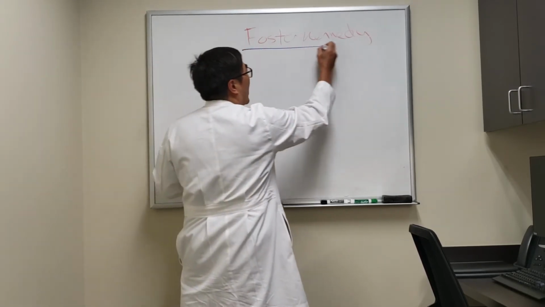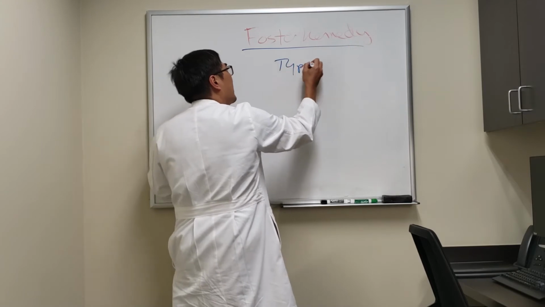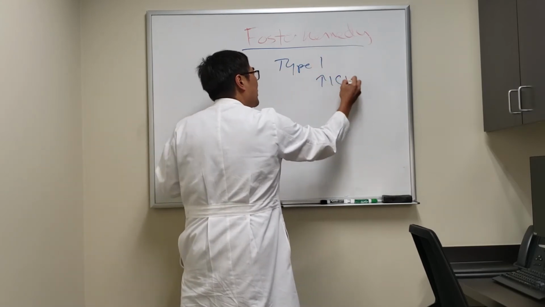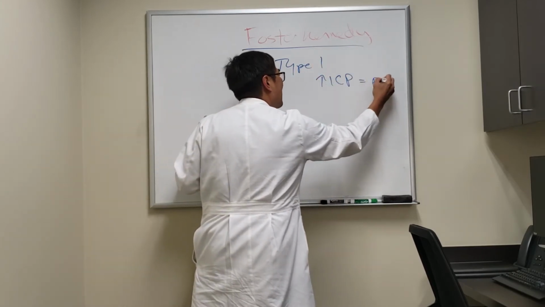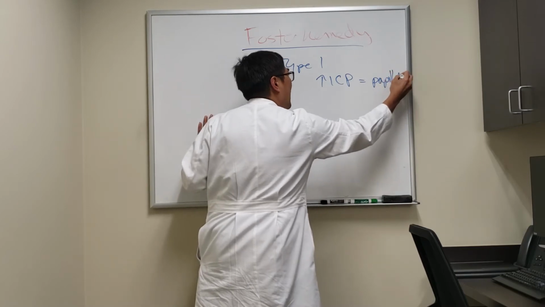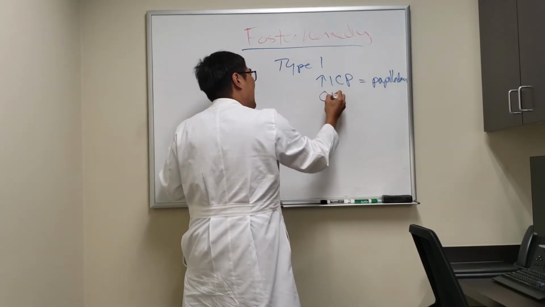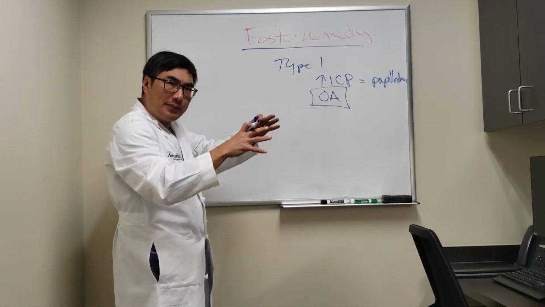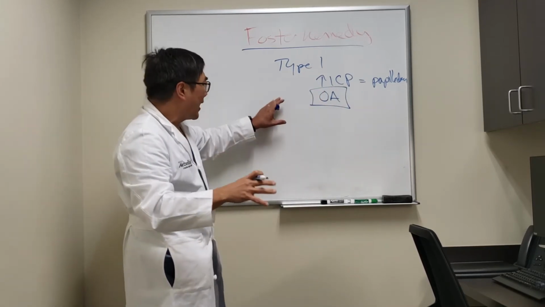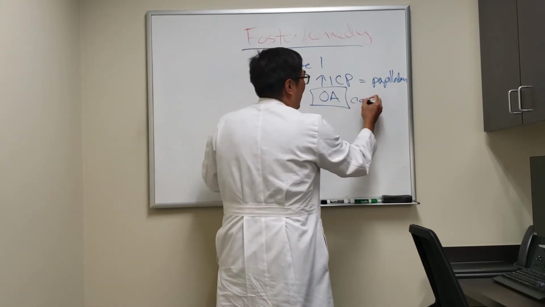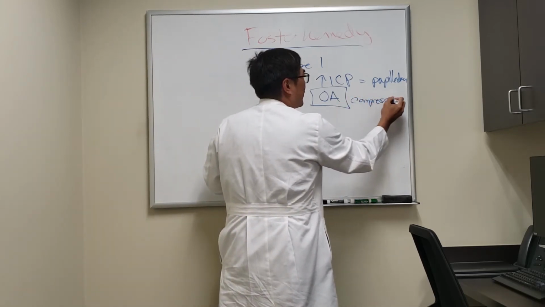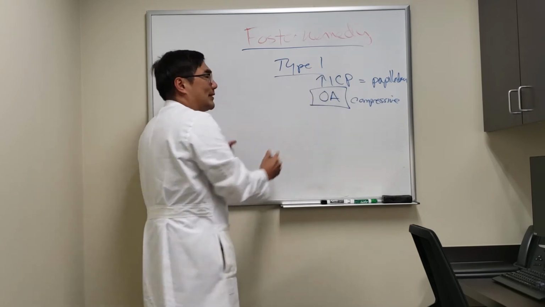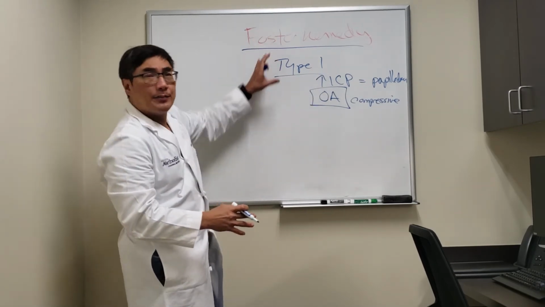In type 1 Foster-Kennedy syndrome, it's increased intracranial pressure, which causes papilledema, but in only one eye, and the other eye has optic atrophy. So the one eye has a compressive optic neuropathy because something's pressing on the optic nerve, and the other eye has papilledema because of increased intracranial pressure. This is the classic type 1 Foster-Kennedy syndrome.